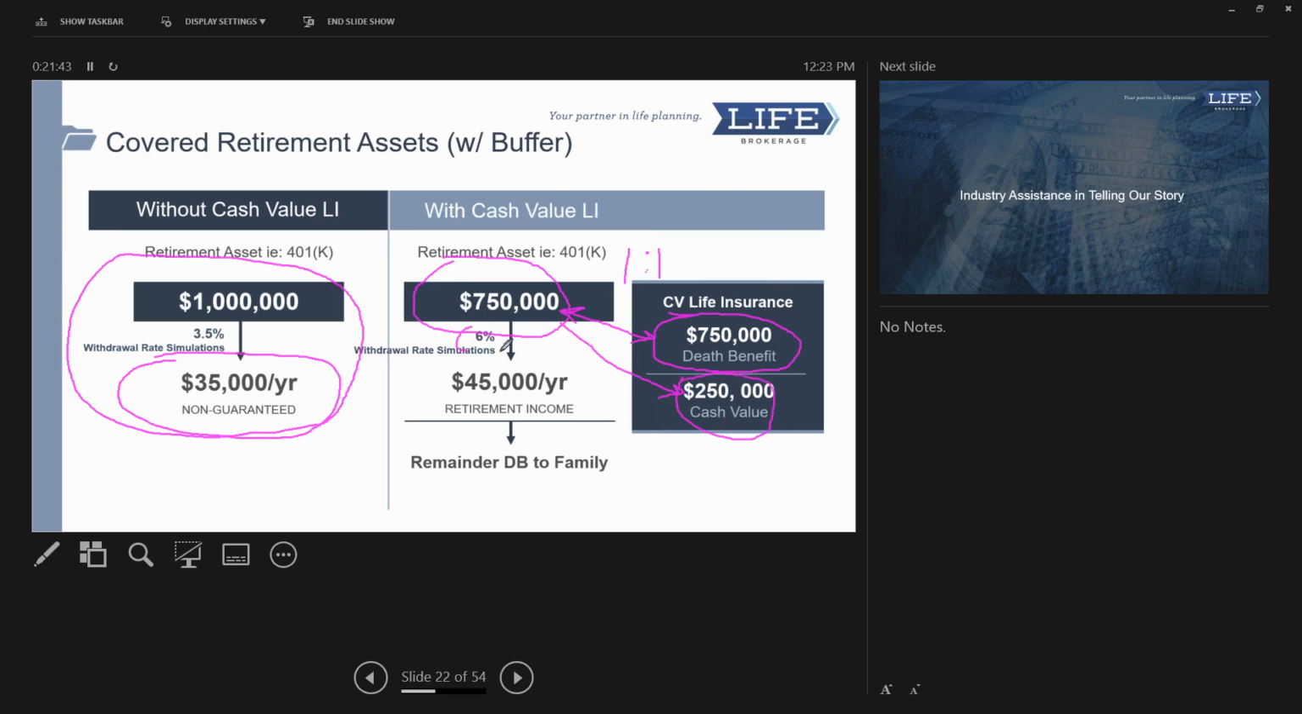At a 6% distribution rate on $750,000, remember, it's not the amount of assets you need, it's the distribution rate you're permitted to take from them. You're actually grabbing $10,000 additional in retirement income off of fewer assets, because you have that buffer. Remember, the buffer is the permission slip to spend down at 6% versus 3.5%.